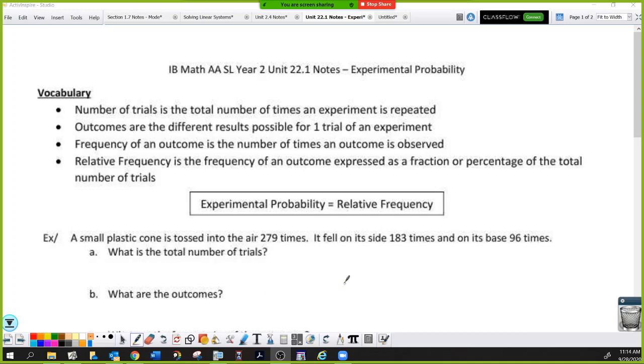Today's two lessons are going to be experimental probability on the front and then two-way tables on the back. And they actually go together really well because a lot of times you'll be finding your experimental probabilities from two-way tables. So it's actually a good thing that we're learning them together.